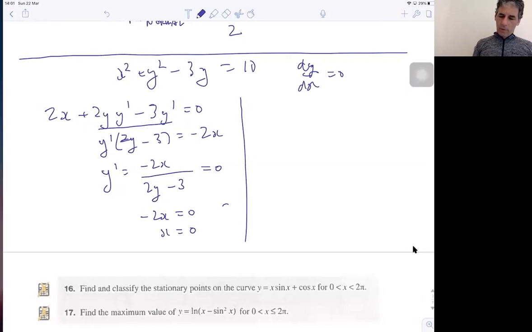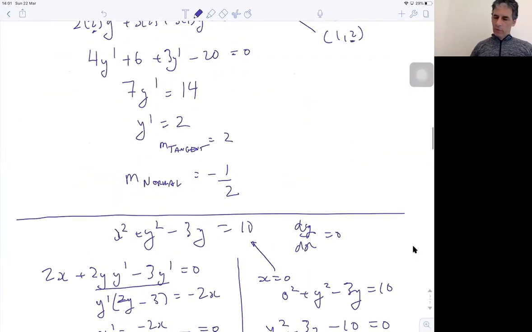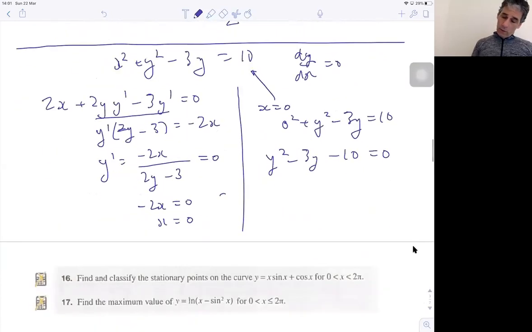So if x is 0, to get the y coordinate, I have to sub back into the original equation. So I end up with something like that. And once again, I'll bring everything to the other side. Hey, that's very similar to the other equation. It's almost the same one as before. Oh, they just changed the plus y to minus 3y. I think they could come up with different questions, but I guess not. So this is (y minus 5)(y plus 2) is 0. So we get that y is negative 2 or 5.